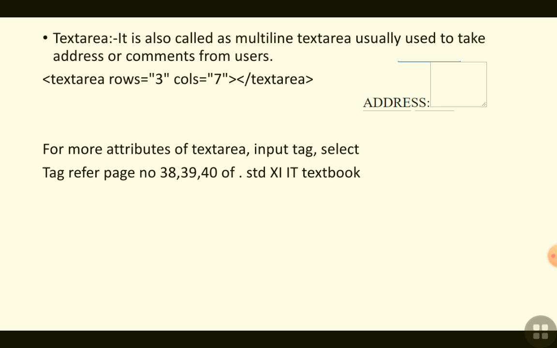Now it is also called a multi-line text area. It is usually used to take an address or comments from the user. So text area is nothing but a combination of many text boxes. When I say text box, it is single line. Okay, and when I say text area, it is multi-line. Then you can specify the size of the text area using the rows and cols attributes. Okay, there is a closing tag of text area also.